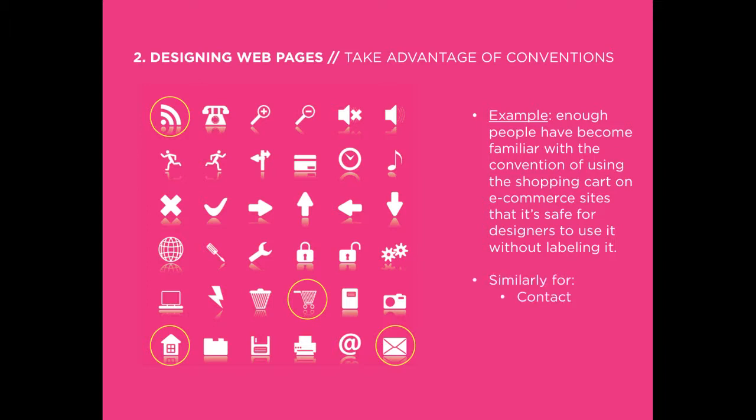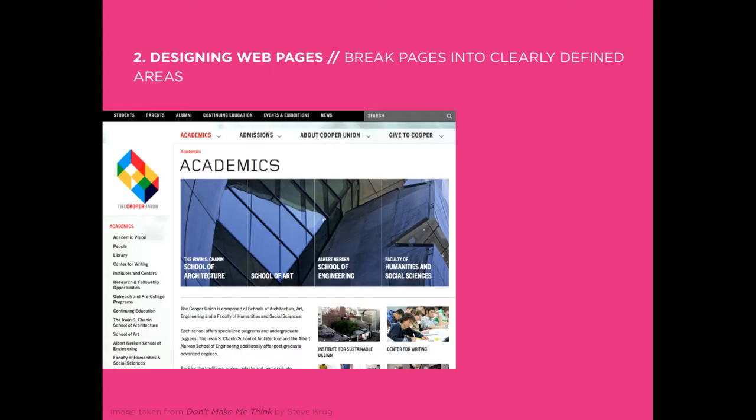Similarly, for the contact button, it could be the envelope, the home button could be the icon of a home, the feed, and so forth. We have to break pages into clearly defined areas. This is a great example of a very nice website that has wonderful and clear areas. It's the Cooper Union website in New York City. It has a very clear header at the top that takes minimal space, this navigation.